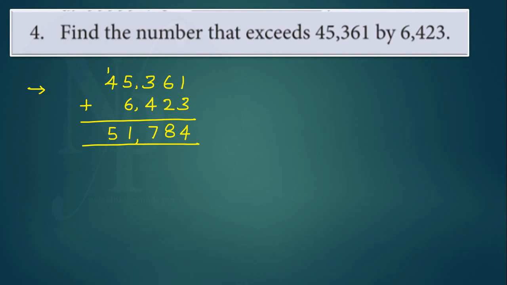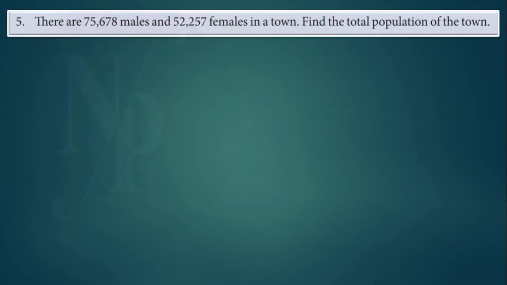That means the number that exceeds 45,361 by 6,423 is 51,784. Question number 5. There are 75,678 males and 52,257 females in a town. Find the total population of the town.